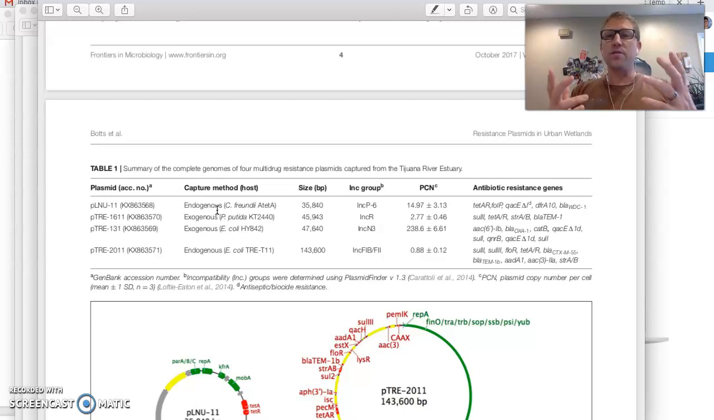And so the authors didn't know what species they'd be getting. This particular case, through this endogenous method, it was a Citrobacter freundii strain that they call A-TED-A, and it was captured by the endogenous method.